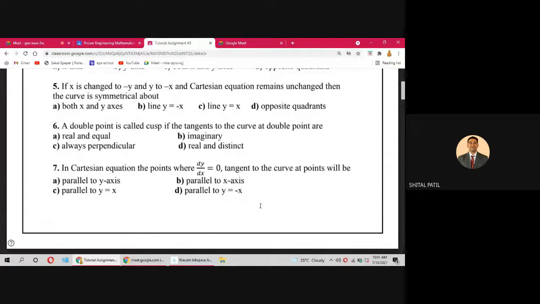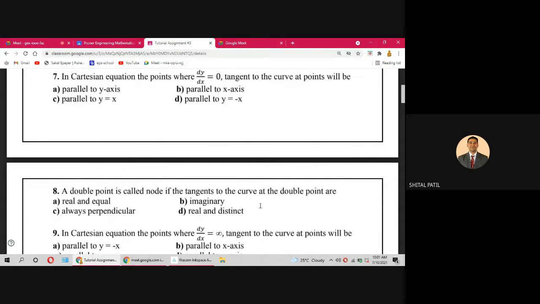Question number 7. The Cartesian equation of the points where dy by dx equal to 0. Yes, if dy by dx equal to 0, then tangent will be parallel to x-axis. If dy by dx equal to infinity, tangent will be parallel to y-axis. Acha, let me ask you a question. If dy by dx equal to 1, what will happen? What will be the tangent? Anyone? If dy by dx equal to 1, what about the tangent? 45 degrees.